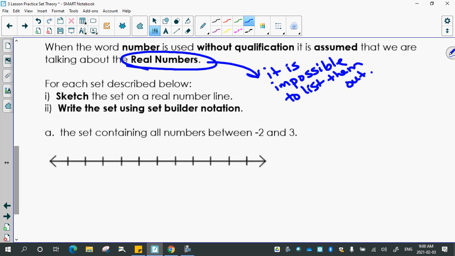Okay? So for each set described below, sketch the set on the number line first, so we have a really good picture in our mind of what the set looks like. And then write it out using set builder notation. So our first set is a set containing all numbers between -2 and 3. So we're going to start off with our number line. I want to be before -2, so like -5, -4, -3, and then up as far as I can go here, just like to 5.